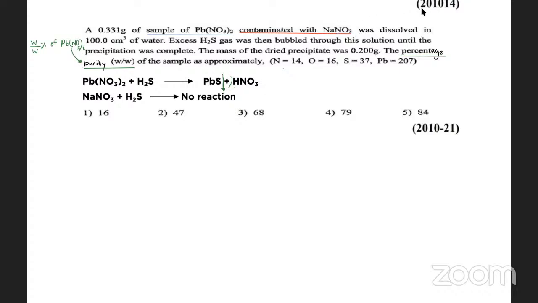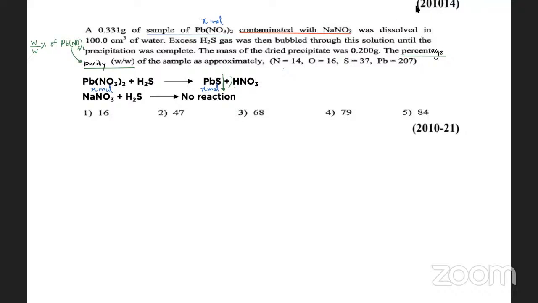Okay, so if I have X moles of lead nitrate, say I take the number of moles as X moles, X moles of lead nitrate will react with H2S and X moles of lead sulfide is going to be produced. The number of moles of lead sulfide and the number of moles of lead nitrate are going to be equal based on this reaction. Right, so let's get to work.